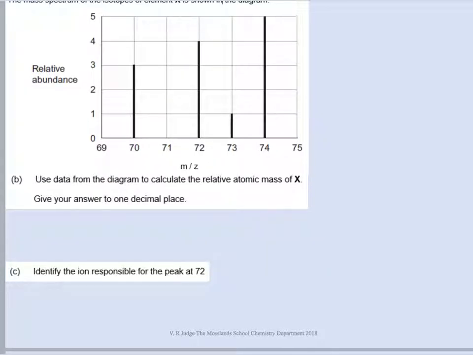Right, so one last exam question for you and then I'm done. This is something that you definitely should be able to do, so if you want to pause the video, have a go at it, see how you did when you resume the video. That would be really useful.